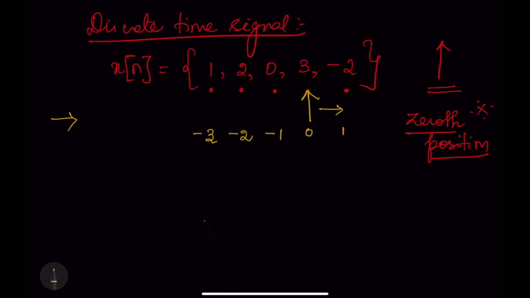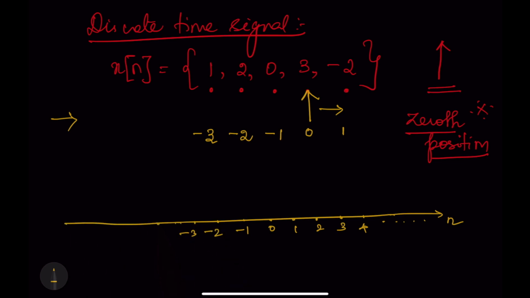So 0, 1, 2, 3, 4. And this goes on up to n, since it is a discrete time signal. Again, this becomes minus 1, minus 2, minus 3, minus 4, and this goes on up to minus n. So let me have the axis scale. So this is going to be the signal x of n.